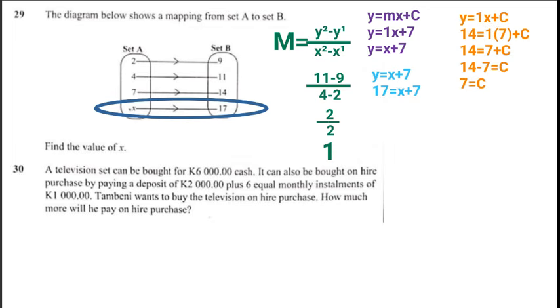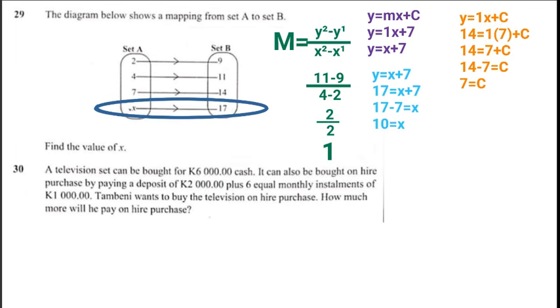Then we're going to put like terms together. So we're going to have 17 minus 7 is equal to x. We evaluate 17 minus 7, which gives us 10. So 10 is equal to x. So the value of x in that mapping is 10.